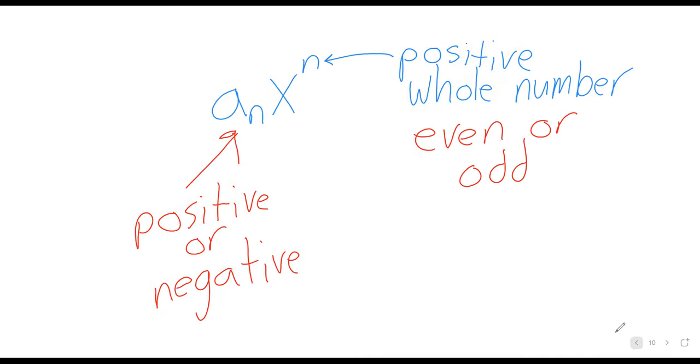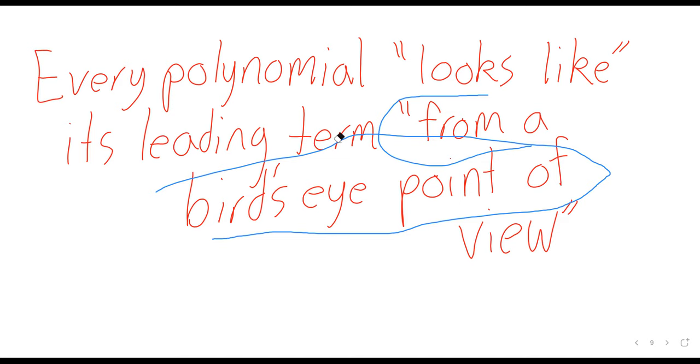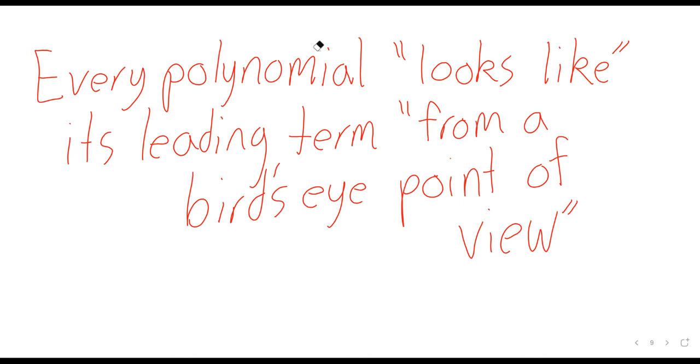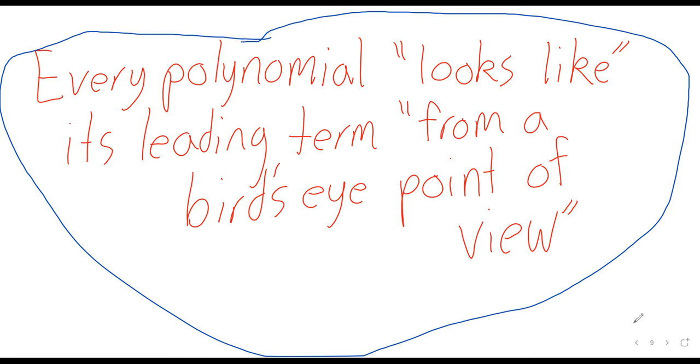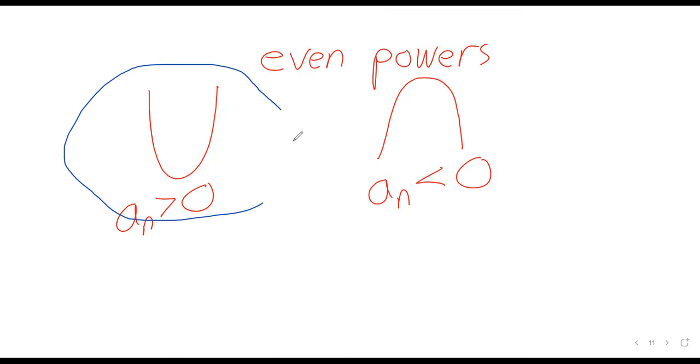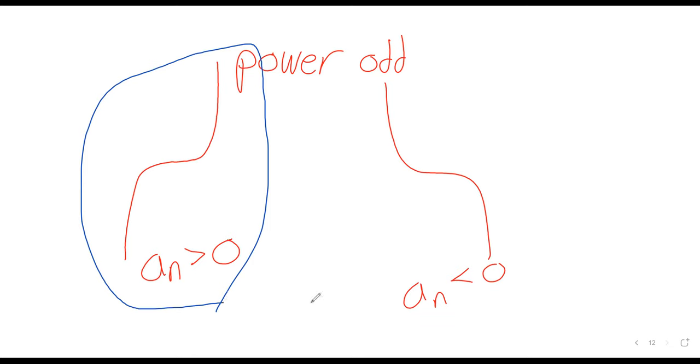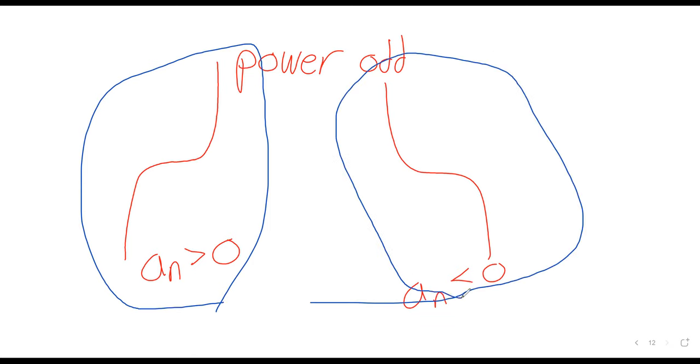And what this means, combined with this, is that from a bird's eye point of view, every polynomial has one of four possible shapes. It looks like that, or it looks like that, or it looks like that, or it looks like that. So polynomials are sort of simultaneously very complicated, but also limited.